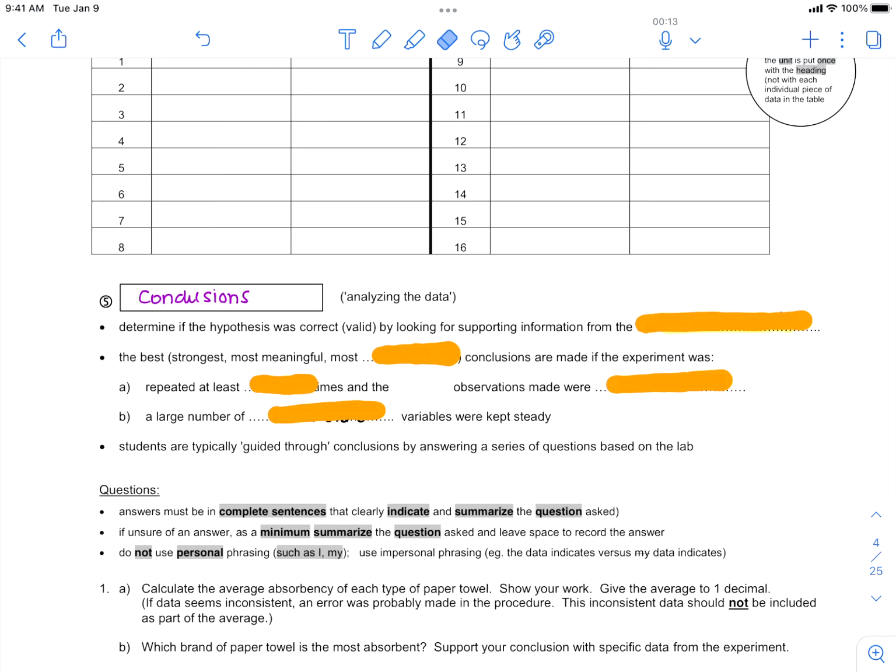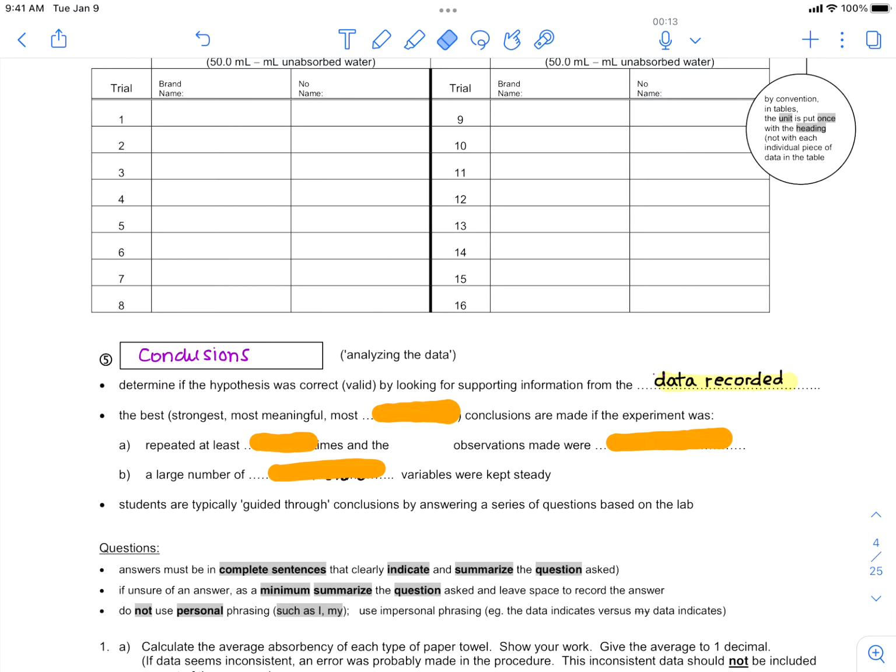To finish this off, the conclusions determine if the hypothesis was correct or valid by looking at supporting information from the data that we recorded. So we're going to look at the observations, this recorded data, and we're going to look for supporting information. The strongest, the most meaningful, the most valid conclusions are made if the experiment was repeated at least 3 times, and the observations made were consistent, and if we had a large number of control variables that were kept steady.